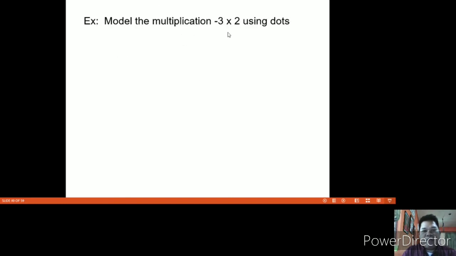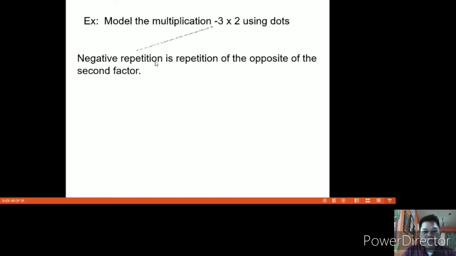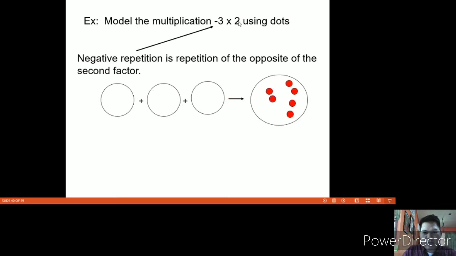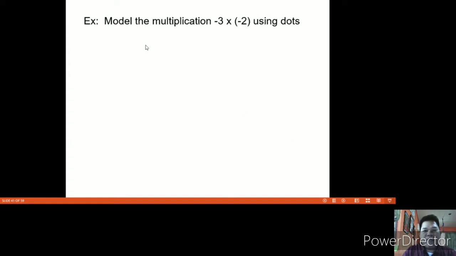For example, model the multiplication negative 3 times 2 using dots. Negative repetition is repetition of the opposite of the second factor. Again, 3 times 2, and the negative represents the opposite of 2. So negative 3 times 2 is negative 2 plus negative 2 plus negative 2, which equals negative 6.